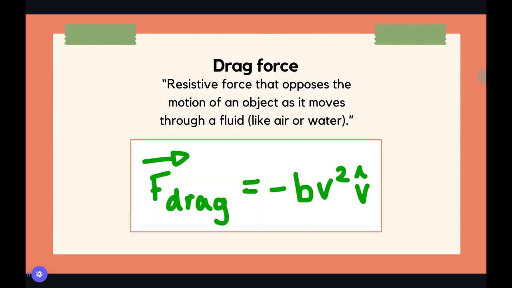The drag force is a resistive force that opposes motion through a fluid, such as air or water. It increases with speed and always acts in the opposite direction of motion. The equation for drag force is this one. B is a proportionality constant, v is the velocity, and v hat is the unit vector indicating direction. This force is crucial in modeling real-world motion, like falling objects and projectiles with air resistance.